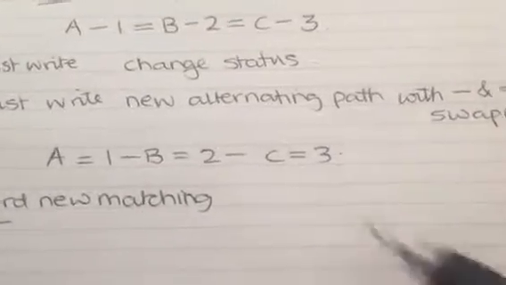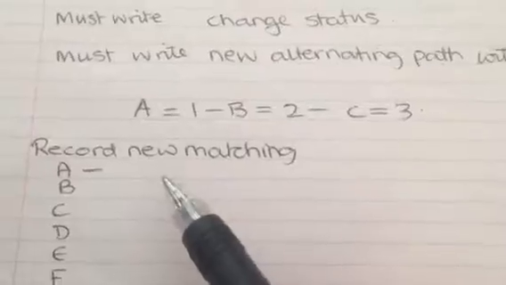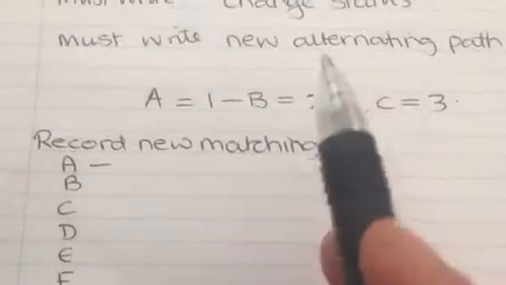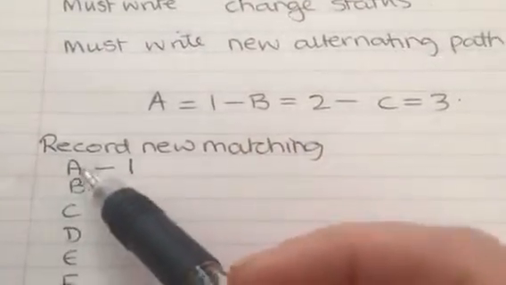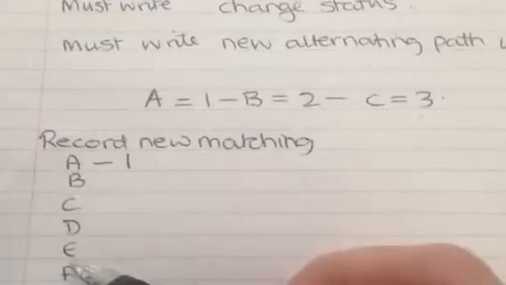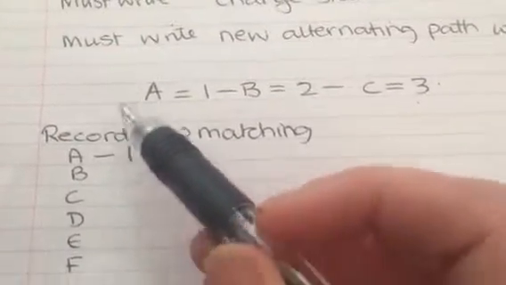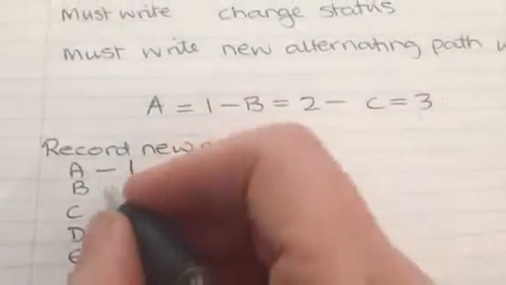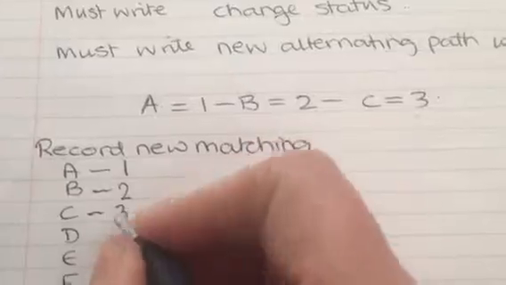Once you've got your new matching, you need to then make sure that you record. It will always ask you to say record your new matching, write down your new matching. So A is now matched to 1. Write down all the letters or numbers that are on the left hand side to make sure that you've got everyone in. So A is now in 1, B is now matched to 2, C is now matched to 3.